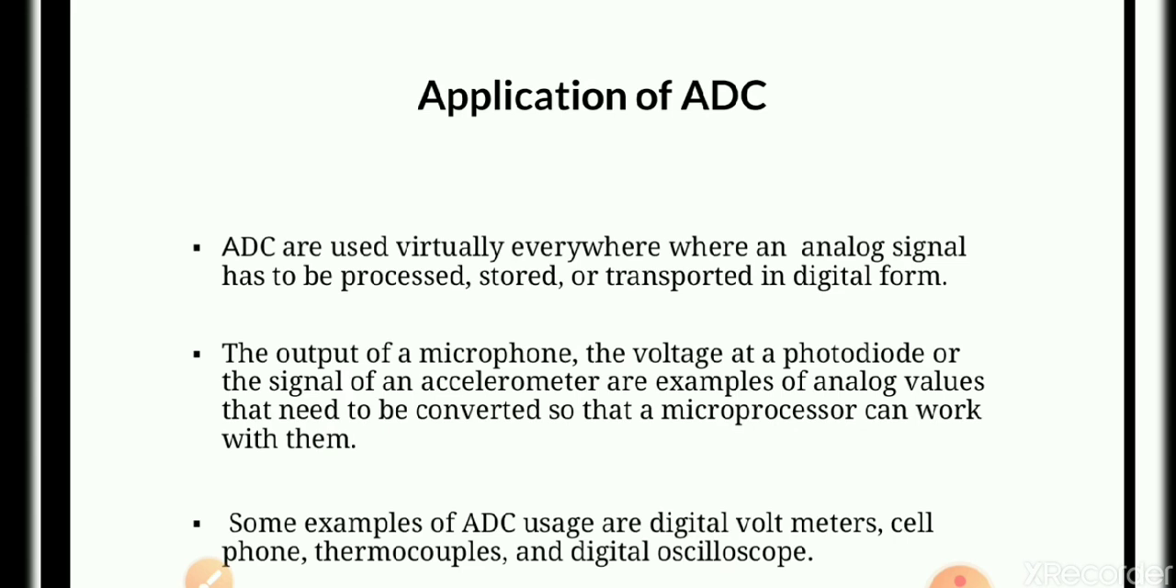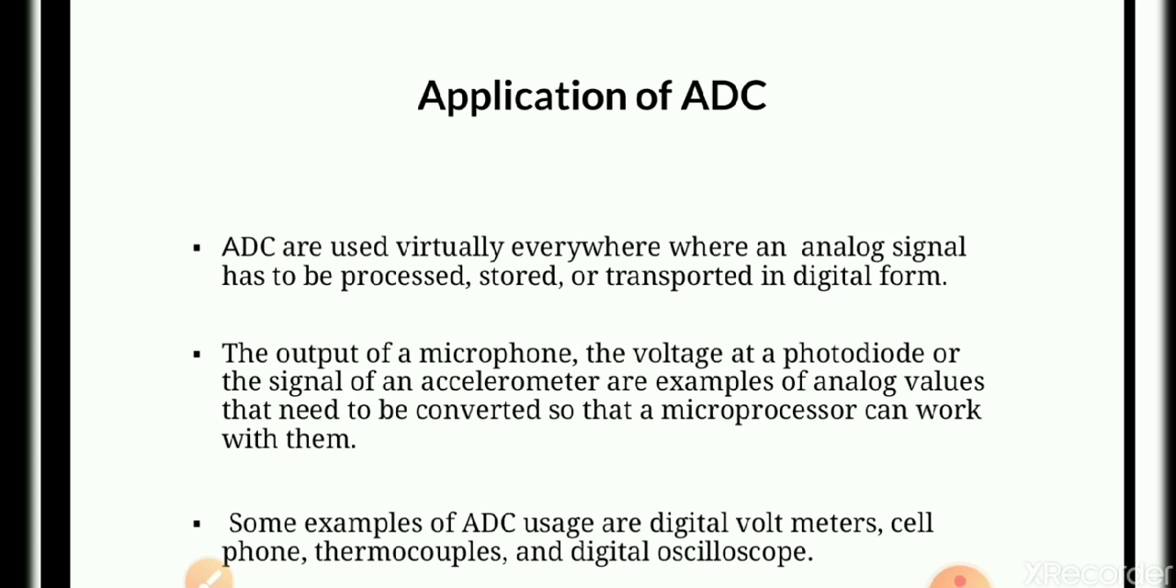Now, applications of ADC. You can find ADCs in various electronics domains, like digital voltmeter, cell phone, thermocouple, and digital oscilloscope. In all these examples, you find an ADC. Like suppose we take the example of digital voltmeter. Digital voltmeter is a device which displays the voltage measurement of any circuit in the digital form.